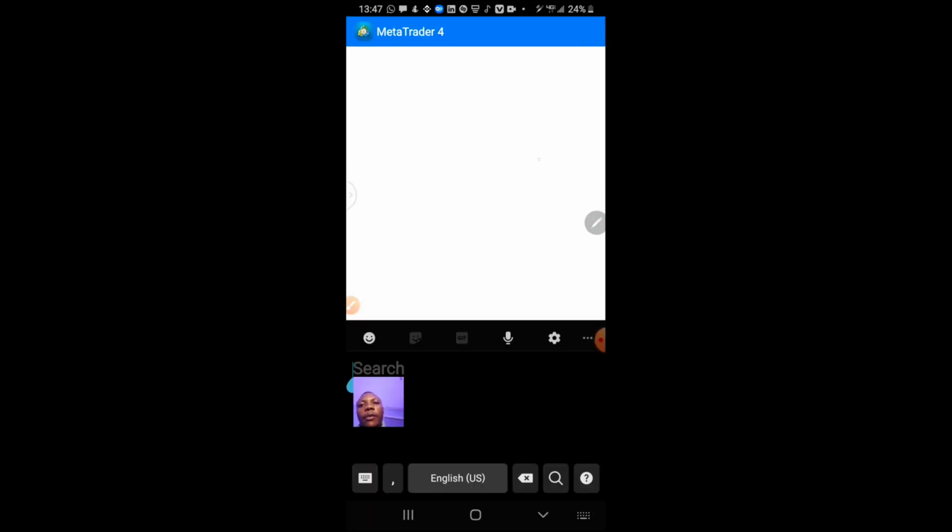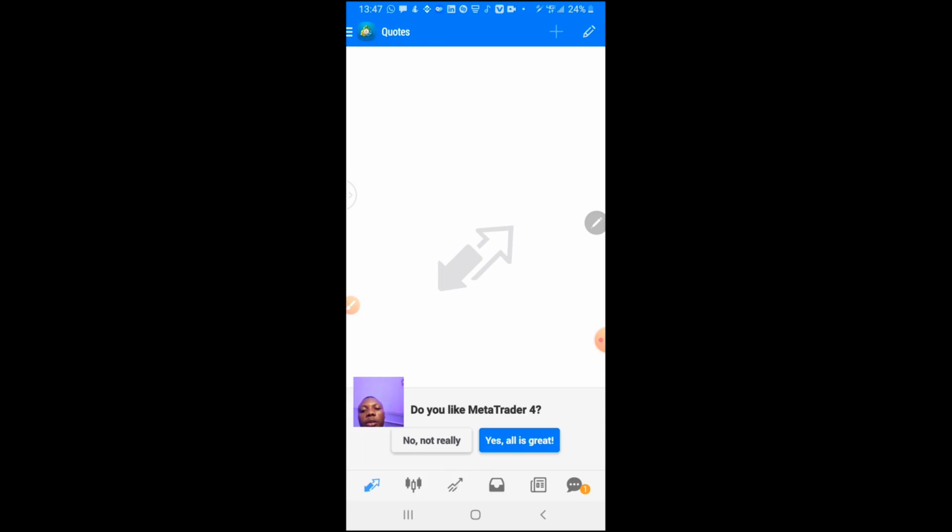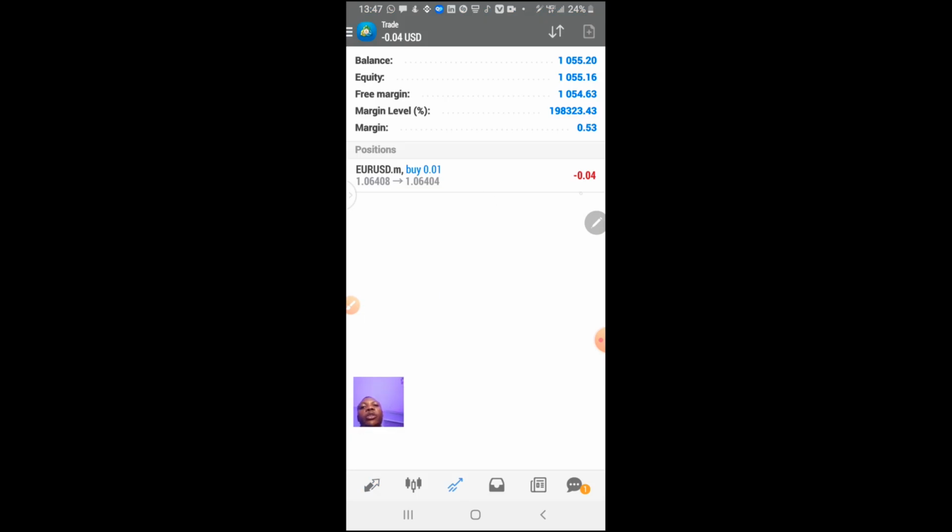my MT4. Let us load back to it. So this is the position that we just opened. You can see we bought the market and this is it. I'll just use this position to explain to you guys. Is that okay? So it is back online.